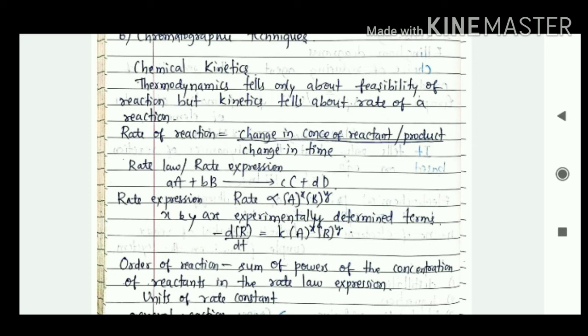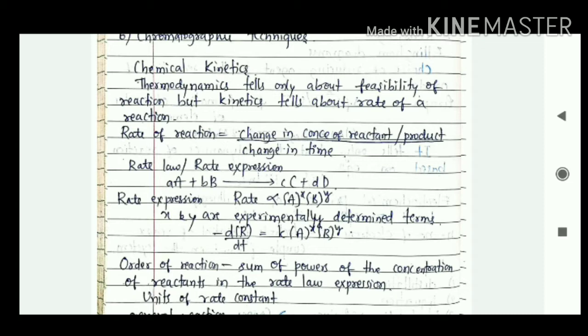In this video we will discuss the chemical kinetics chapter. So let us start. Thermodynamics tells about the feasibility of a reaction, but kinetics tells about the rate of a reaction. So let us define the rate. Rate is nothing but the change in concentration of a reactant or product divided by the change in time. This is known as the rate of a reaction.